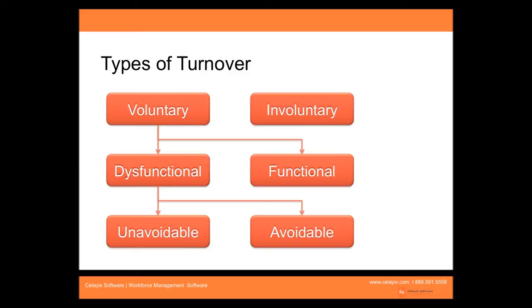Unavoidable turnover results from causes over which you probably have no control. Examples of that include people leaving because they want to go back to school or having to relocate for a spouse's job. So for our purposes today, we are going to focus on avoidable causes that your organization can influence and affect the turnover rates. And we'll get into those strategies in a little bit.